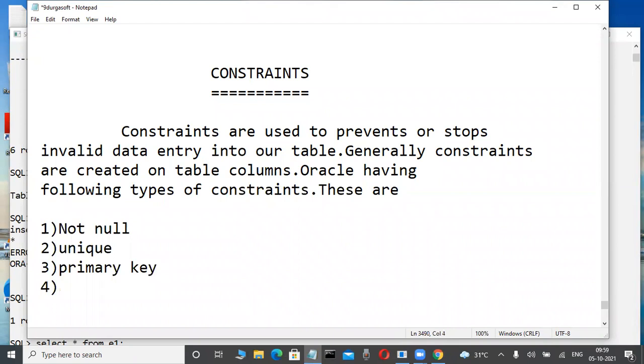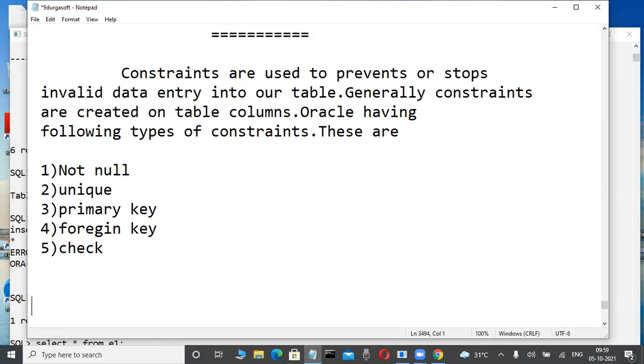That is the original, actual concepts. From foreign key onwards, it is most powerful: foreign key and the relationship between tables, on delete cascade, on delete set null, and truncate table cascade. So many concepts are there. Then finally the check constraint. These are the five constraints.